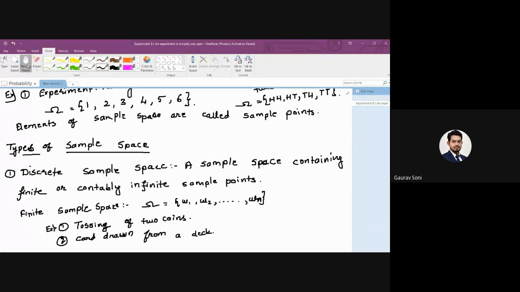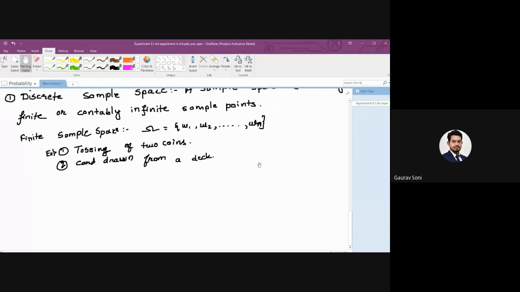The other one is the countably infinite sample space. These look like omega 1, omega 2, going up to omega n and further. So it doesn't stop at omega n, but goes up to infinity. These are something that we can count, but there is no upper bound to this. So, examples of this.